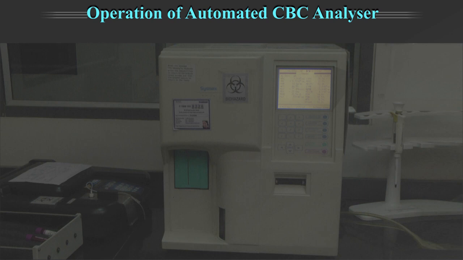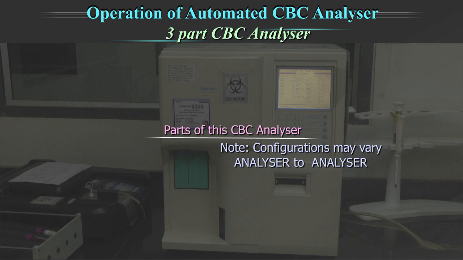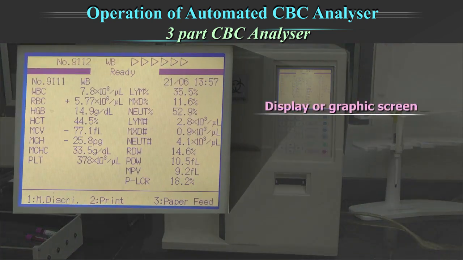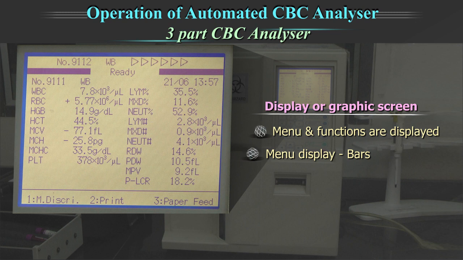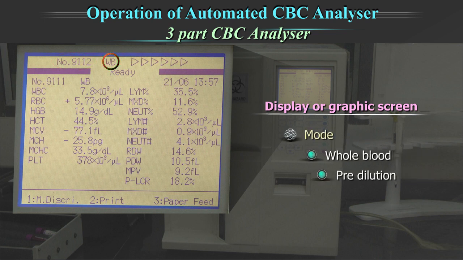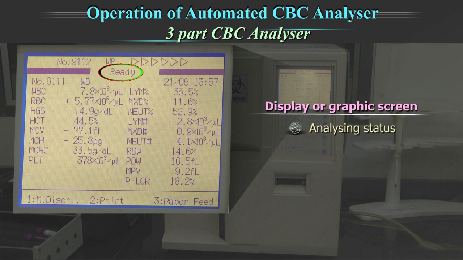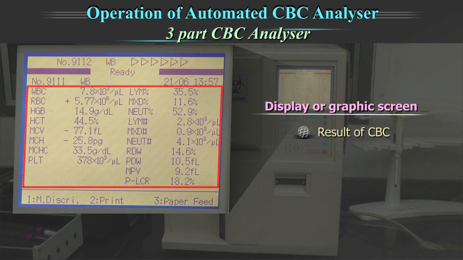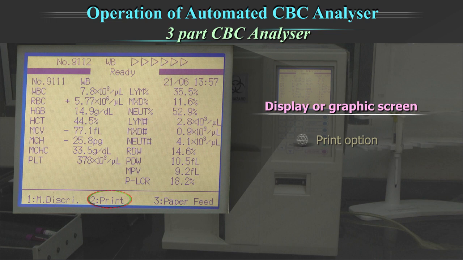We will now examine a three-part CBC analyzer. Parts of the CBC analyzer include the display, or the graphic screen, where menu and functions are displayed. In the menu display, we can see bars for the sample ID number, the mode, analyzing status, which shows the actual process status like ready, analyzing, rinsing, etc., result of the complete blood count on the screen, print option, description, and paper feed.